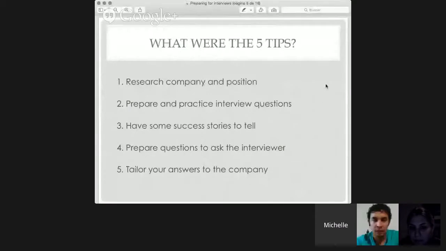Okay, so these are the 5 tips. We've got research the company, which is always a good idea, especially in this age. You can Google just about anything, so you should research the company and the position and know exactly what they want. Prepare and practice. Practice makes perfect. It's never a bad idea to practice your answers. Have some stories to tell, always good, just for a backup. If you ever get stuck in an interview and don't know what to say, it's always a good idea to have a few stories ready to show them what you've done with your previous employer, and things like that. Then prepare questions and tailor your answers.